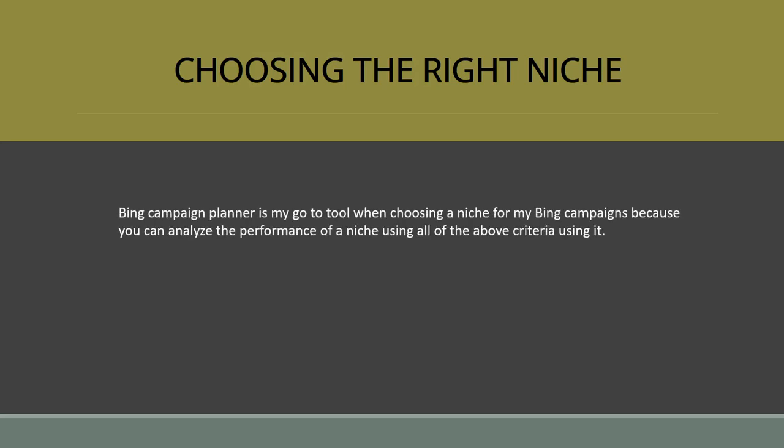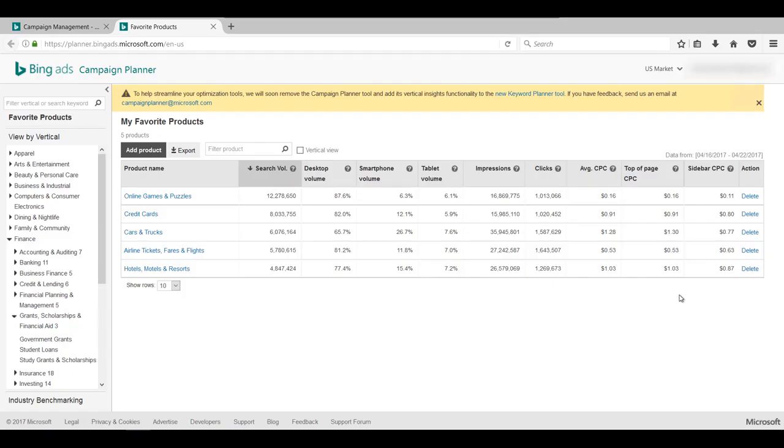Bing Campaign Planner is my go-to tool when choosing a niche for my Bing campaigns because you can analyze the performance of a niche using all of the criteria that are discussed above. So here I am inside the Bing Campaign Planner, which you can access via the Tools tab of your Bing Ads account.